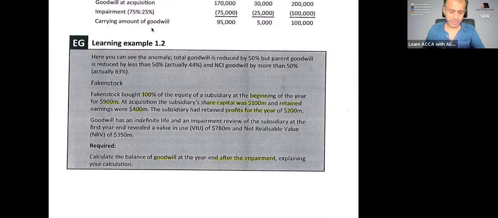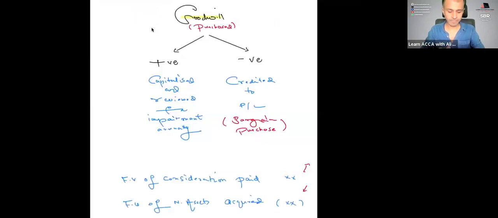The goodwill has an indefinite life, which is usually the case. Review of impairment suggested that the year-end value in use is this much and net realizable value is this. So the last paragraph of this question is all about impairment review. Let's just stick to the first part to work out the goodwill in the first place. So it's learning example 1.2 from our lecture notes.